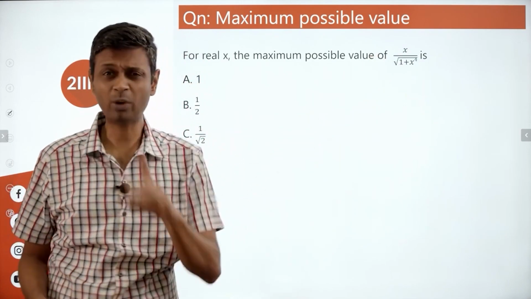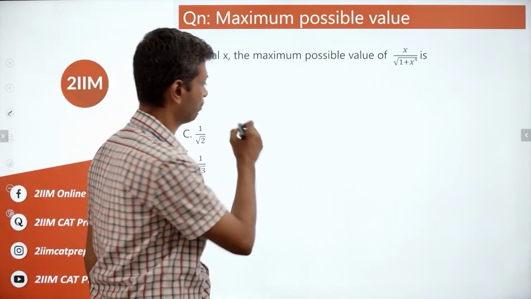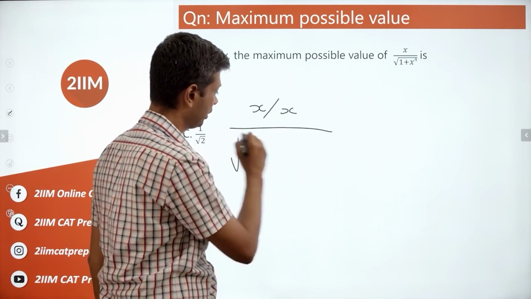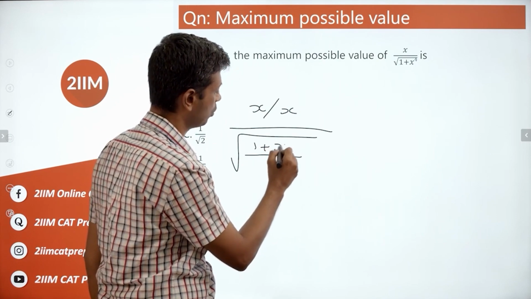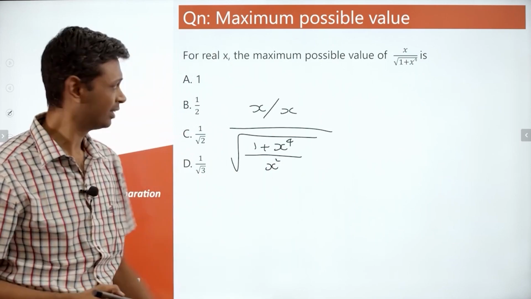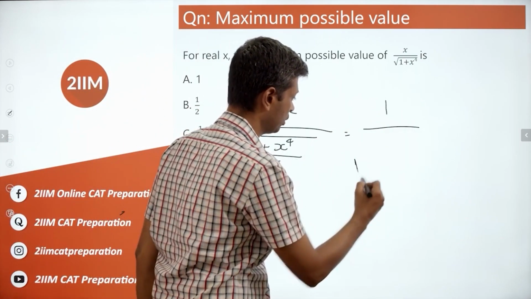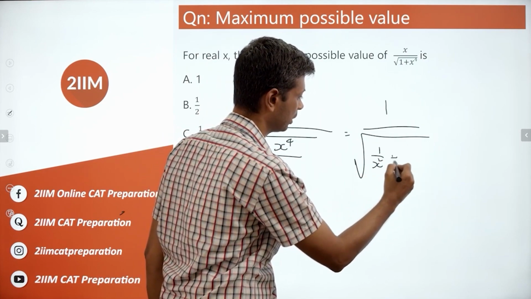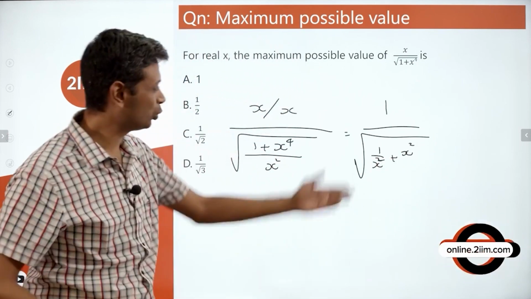But if you simplify this, make one very simple change. Divide by x in the numerator and denominator. So numerator is x by x. Denominator is 1 plus x power 4 by x square, because inside the square root. Right? X by x is 1. 1 by square root of 1 by x square plus x square. Lovely. Once you do this, you're through.